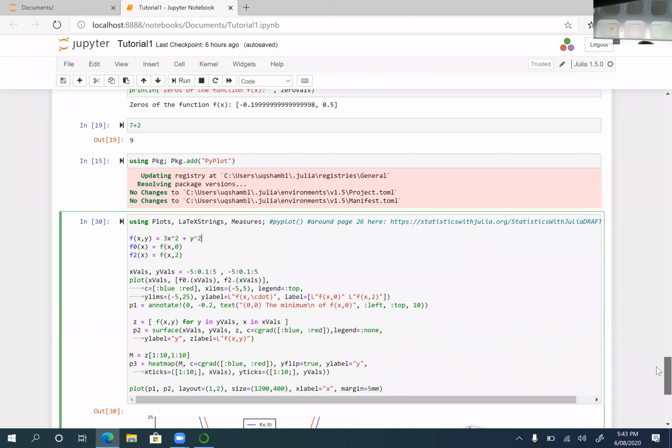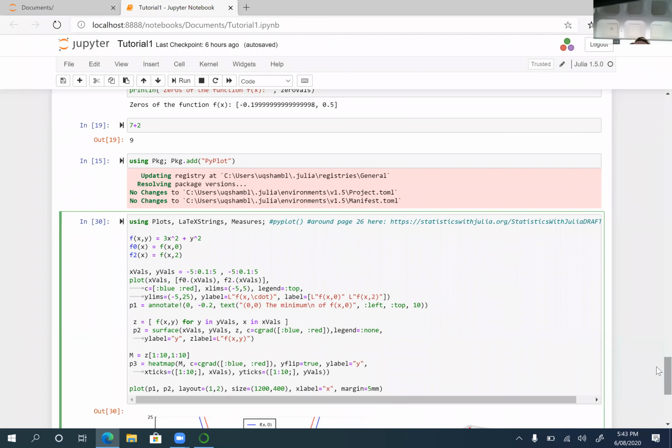Okay, so we tell it the packages that we're using, and then we're defining f of x comma y. So you can see that the contours of this would be elliptical, right? 3x squared plus y squared. But this is a three-dimensional function, so you can think of this as a surface where the horizontal slices are ellipses.